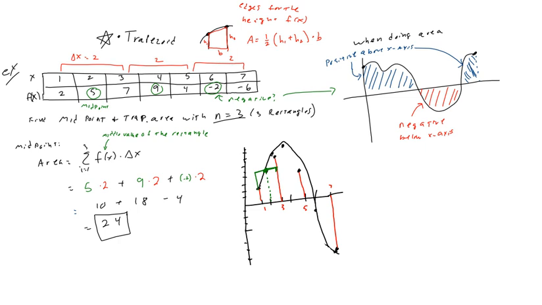And same thing here. Instead of the left or right edge, I'm going to use this middle value here as the height of my rectangle for this one. And same thing here, I'm going to use the middle value. And see here now, you see this area is below the curve down here that's negative. This area is positive, and this area is positive.